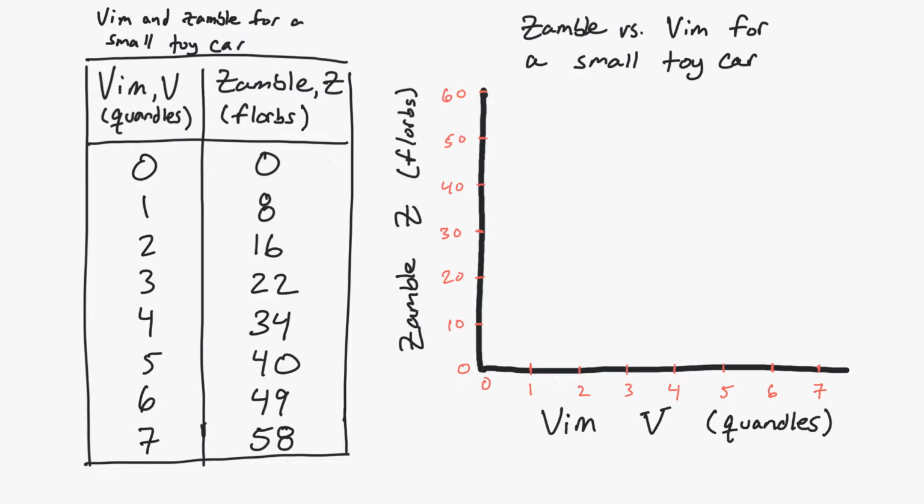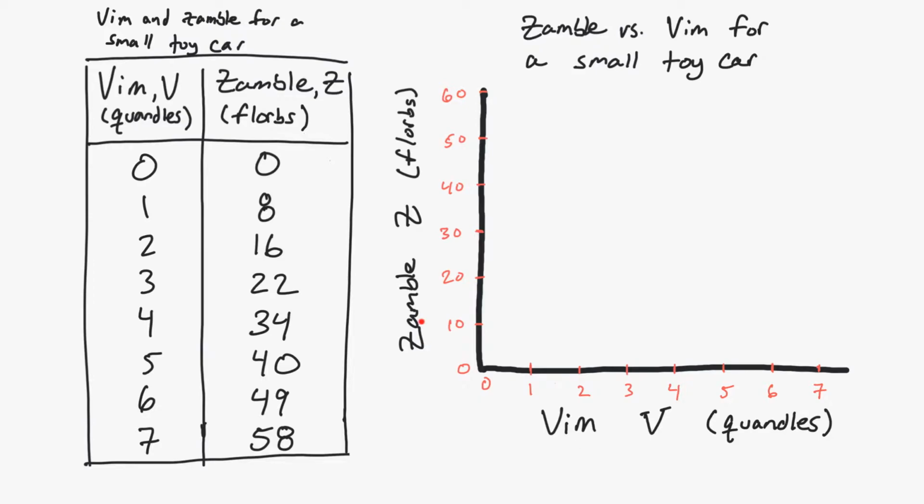So to continue, now let's look at the graph. Well, we do have a title on the graph, which is nice. Okay, so that looks good. Notice what we also have on the graph. We have the name of the variable, so in this case Vim down here, a symbol that represents the variable that would show up in an equation, and then the units of the variable. In this case, quandles is the unit for the variable Vim.